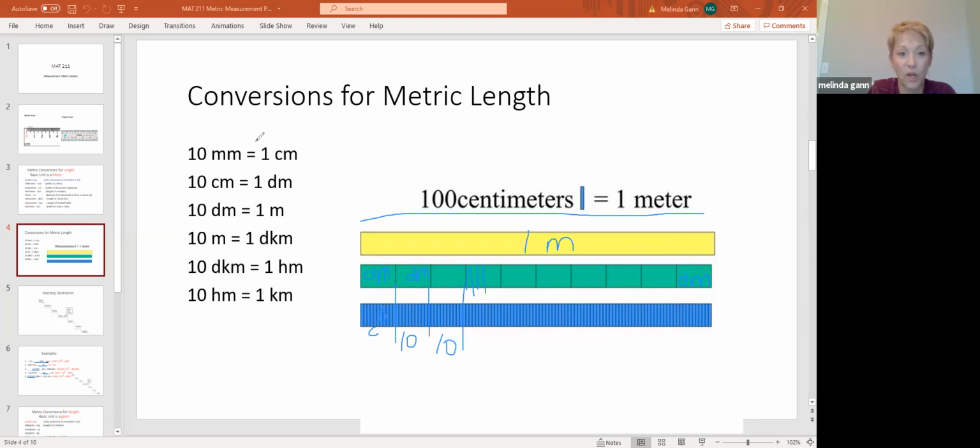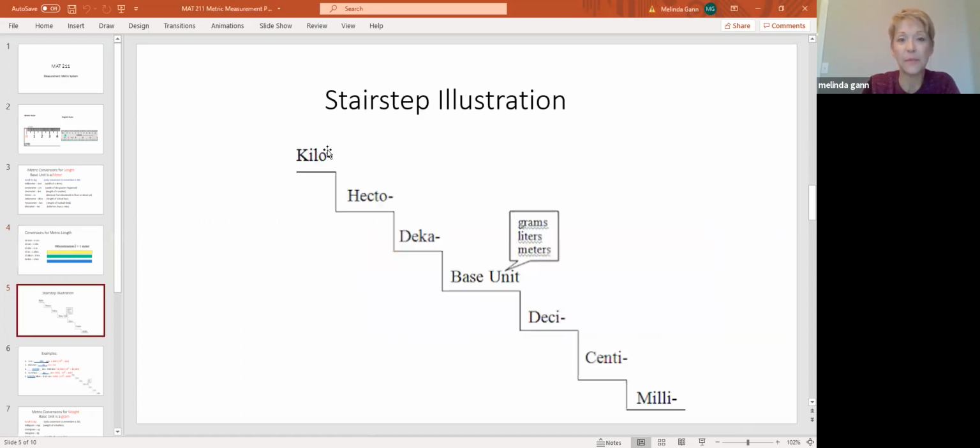All right. So look what it says. 10 millimeters is a centimeter. Then 10 centimeters is a decimeter. 10 decimeters is a meter, and so forth. All right. So let me show you something. One of the ways I used to remember it was this. I think this is one of the easiest things to do. You need to memorize the prefixes. Now, I put them on some steps and I'll show you why.